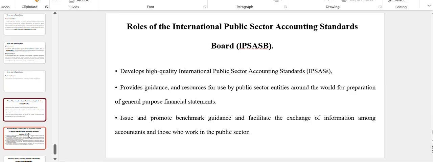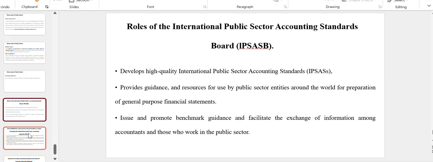Number three, we are saying they also issue and promote benchmark guidance, to facilitate that exchange of information among accountants around the world. So accountants in public sector in Kenya can go to another country whereby this particular country has adopted fully international public sector accounting standards. So the accountants from Kenya can be able to learn from these other accountants in public sector in other countries.